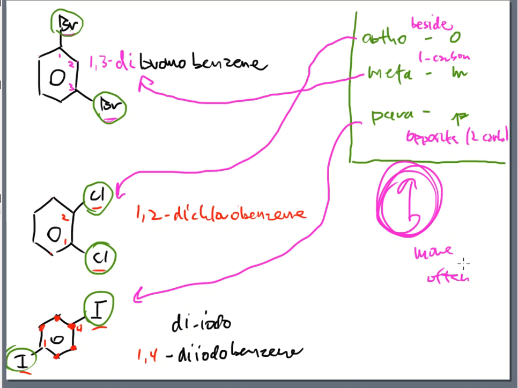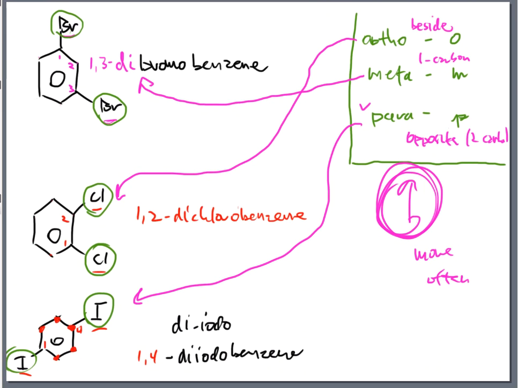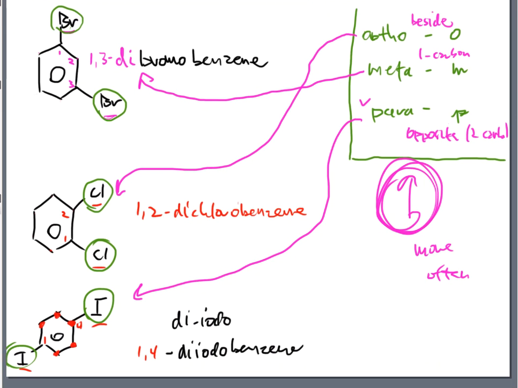That means to me, and that means to you, that you're going to have to get used to ortho, meta, and para a little bit more. It's not as straightforward, and it's going to be very easy to get these confused. I think that people understand para. It's the ortho and the meta that they always get confused.